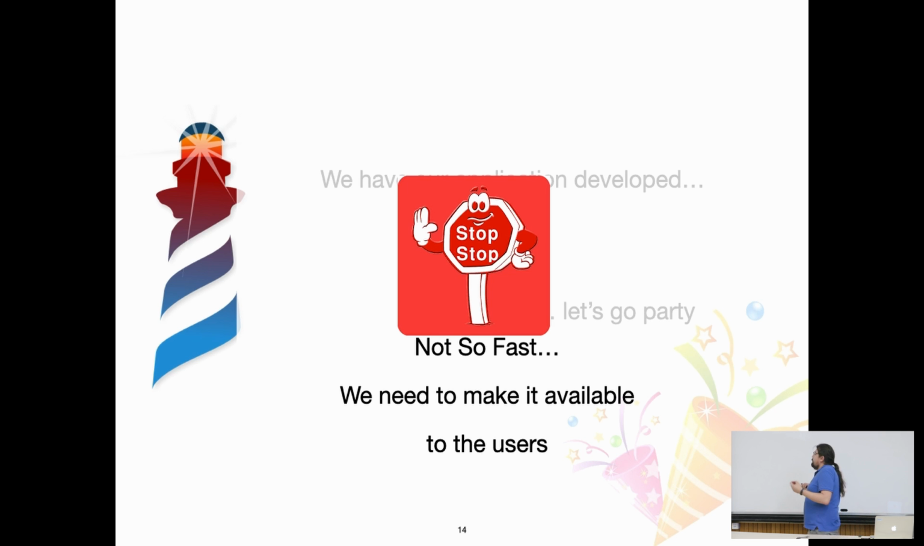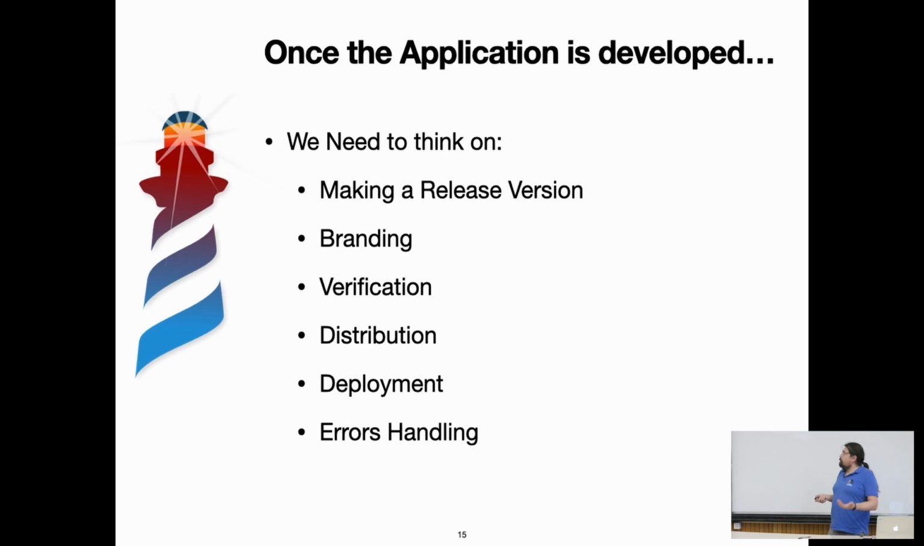Now we need to see how to make it available to the users. And this is really the point of this presentation. Because once we have the development part done, we have written a lot of tests, we are really good, we have done the acceptance with our customers, we need to think on first doing these steps. We'll need a release version of our application, and we will talk about what that means. We will need to do some branding of our application, give some verification, distribution, deployment, and error handling.